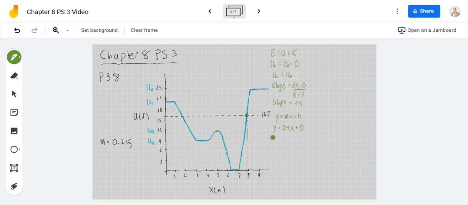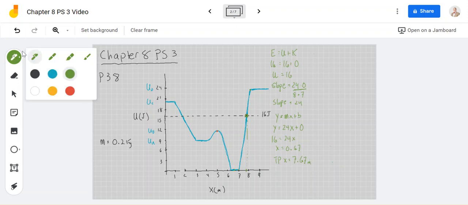So I know the potential energy I need is 16, so 16 equals 24x. X is equal to 0.67. And so the turning point occurs when, well, it starts at 7, that's where I started my graph, so x is 7.67 meters. What about on the left side?